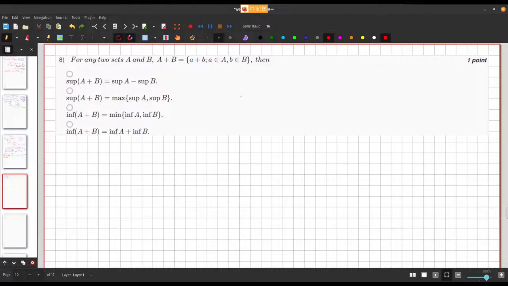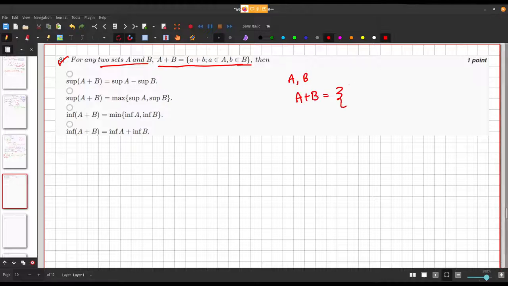Which is problem number 8. Okay. Which says that for any two sets A and B, A plus B is defined as a plus b, for a belonging to A and b belonging to B. So we have two sets A, B, and A plus B is defined such that a is belonging to A and b is belonging to B. Okay, then we have to say which of these conditions are true. And we can clearly see which is the correct answer by taking some example.